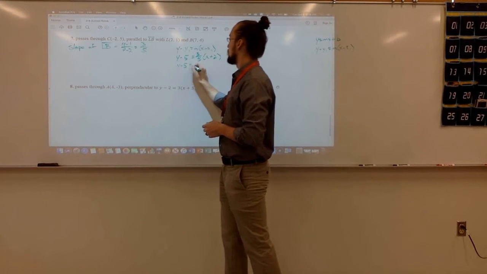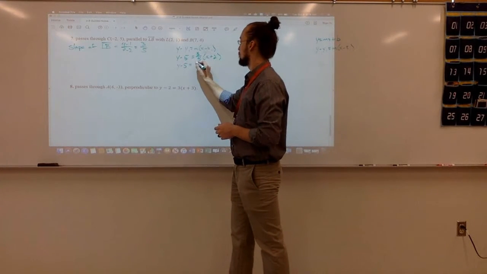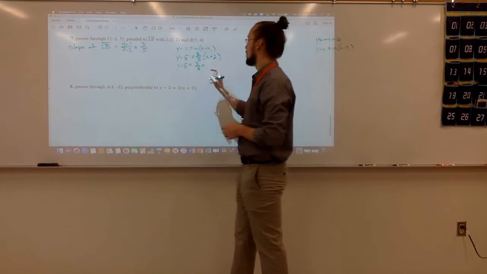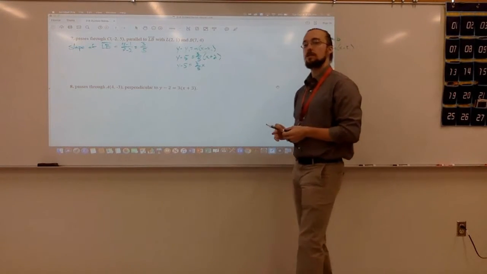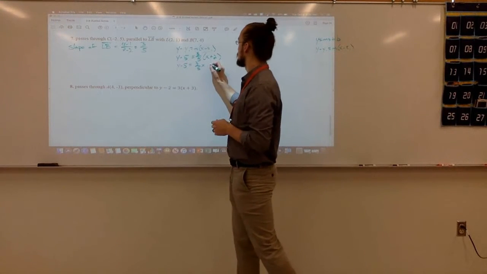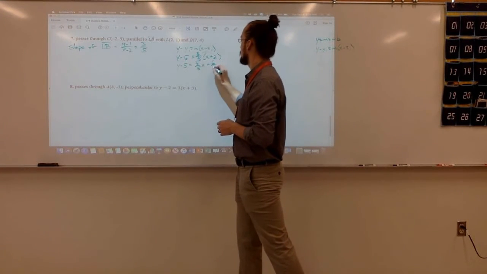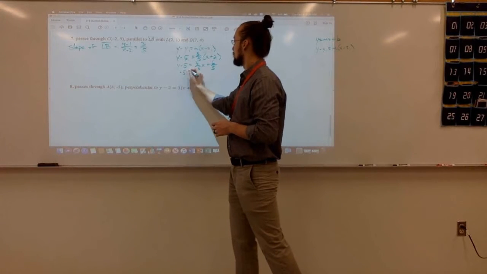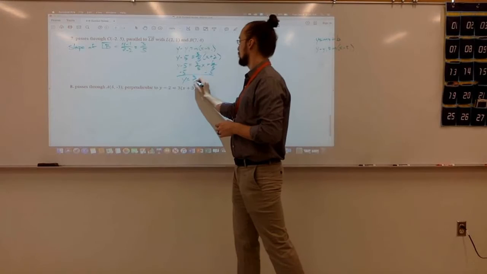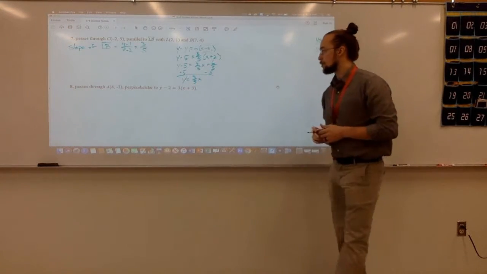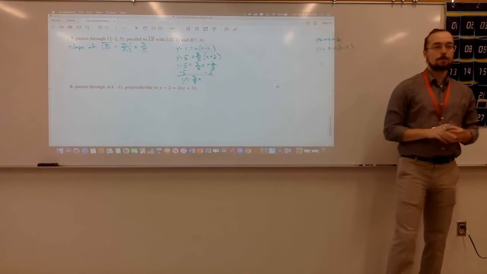So now distribute this 3/5 through. So that'll be 3/5 x. What's 3/5 times 2? 1.2 or 6/5, right? Plus 6/5. Then subtract the 5 over. And we get y equals 3/5 x. How do I do 6/5 minus 5?